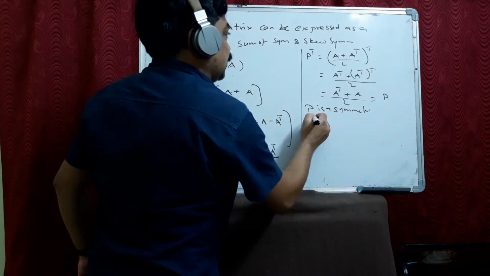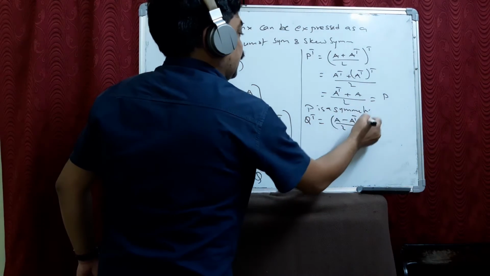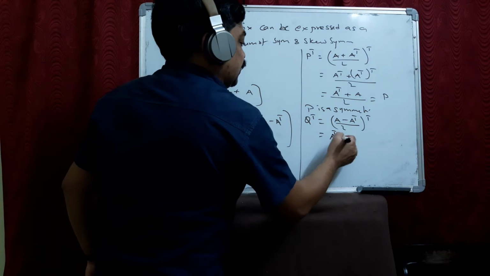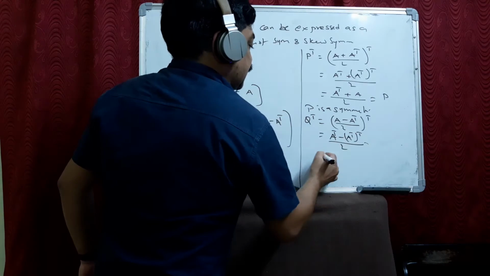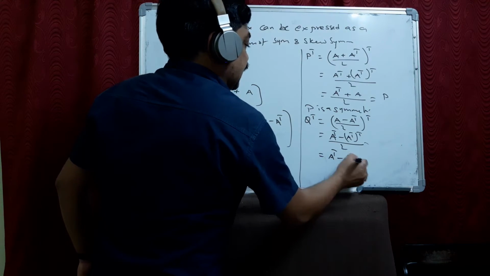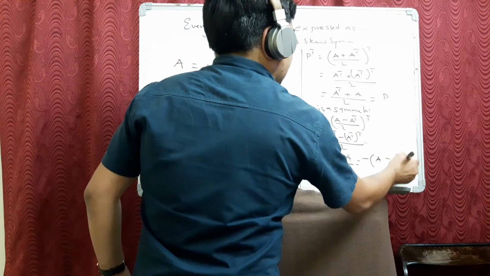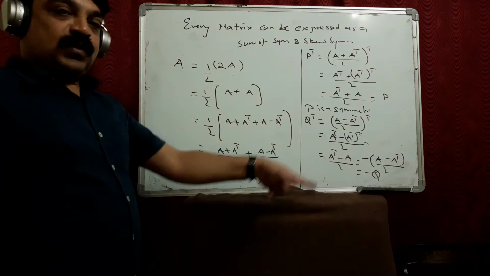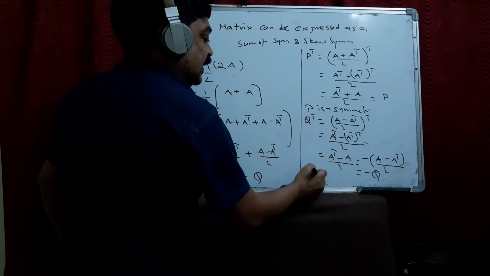It means P is symmetric. Now take Q transpose. What is Q? A minus A transpose by 2, whole transpose. Q is this. Now it becomes A transpose minus A transpose whole transpose by 2. It becomes A transpose minus A by 2. Now take minus common. It becomes A minus A transpose by 2. It is nothing but minus Q. So Q transpose is minus Q. So what can you conclude? Q is skew symmetric.